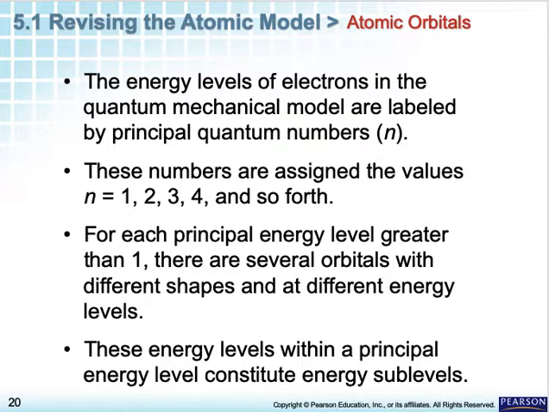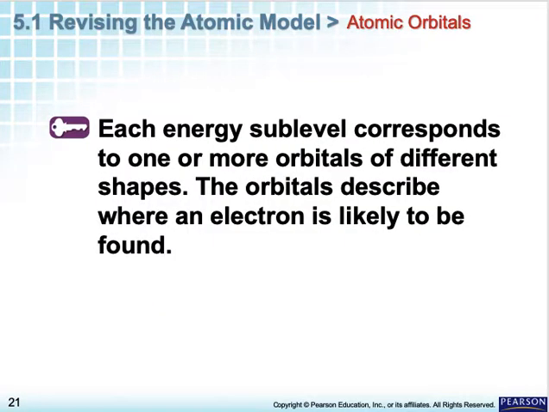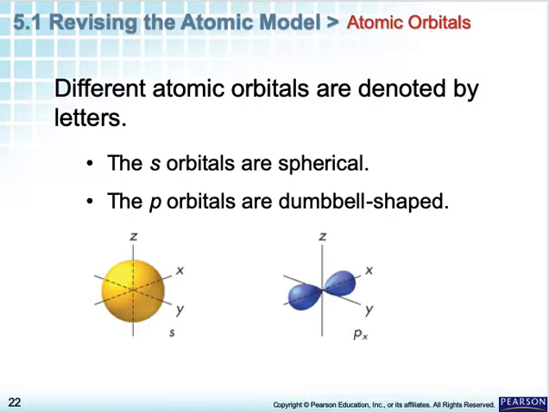These energy levels within a principal energy level constitute energy sublevels. So each energy sublevel corresponds to one or more orbitals of different shapes. The orbitals describe where an electron is likely to be found. The two shapes you need to know are for s and p. So the s orbitals are spherical, as you see in the yellow on the left, and the p orbitals are dumbbell-shaped. This is one of the 3 p orbitals.